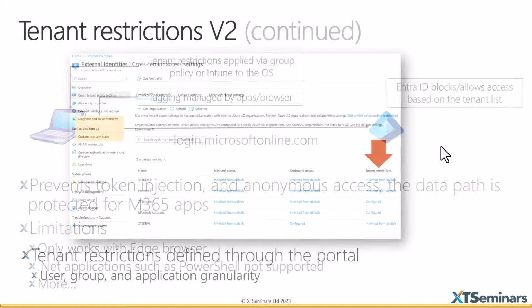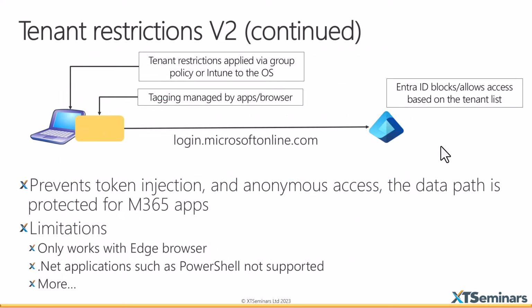The problem with V2 tenant restrictions is that the tenant restrictions are applied as a group policy to the operating system. And then the browser is going to do the tagging for you. The problem is it only works with an Edge browser. .NET applications such as PowerShell are not supported. So although it's really quite nice, it protects not only the authentication path, but it protects against anonymous access. It also protects the data path. So if you've got a token injection, it will protect you for that, for M365 apps.